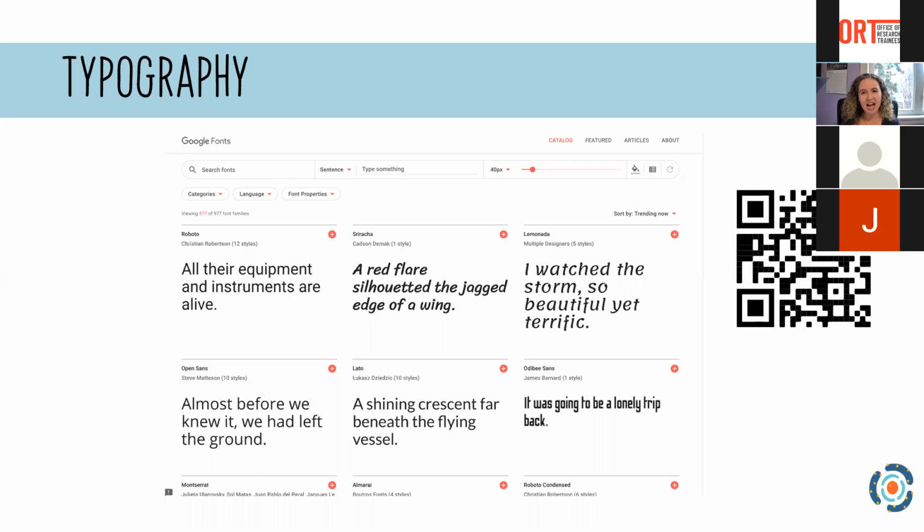An excellent resource for finding fonts and downloading them is Google Fonts. Again, a QR code is linked here, but there are, I think, over 700 fonts, if I remember correctly. And again, you can try examples and sort through different categories. So it's a great resource when picking fonts.